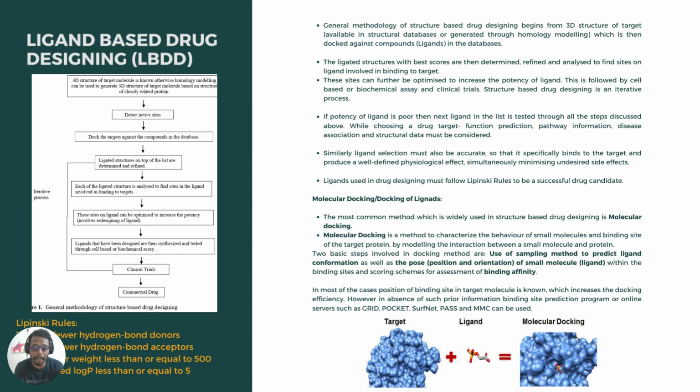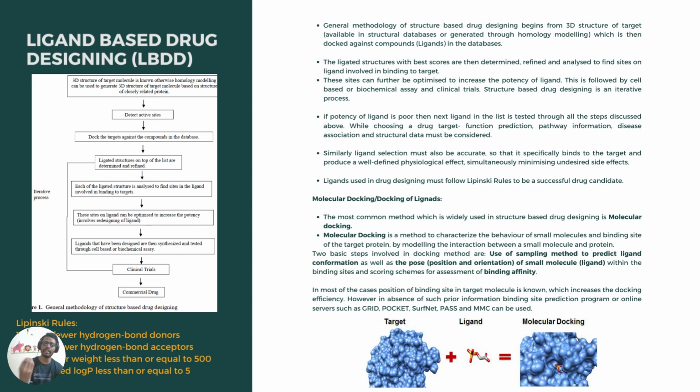Use a sampling method to predict ligand conformation as well as the pose, meaning the position and orientation of the small molecule, that is our ligand, within the binding sites, and scoring schemes for assessment of binding affinity. So in which shape or orientation the ligand molecule is able to bind properly to the active site is identified.